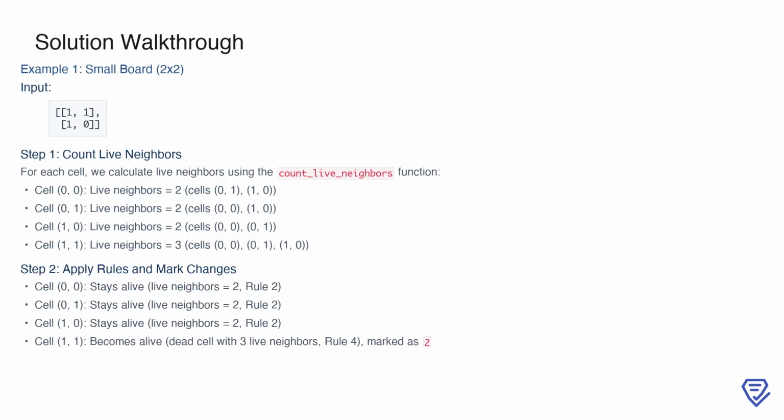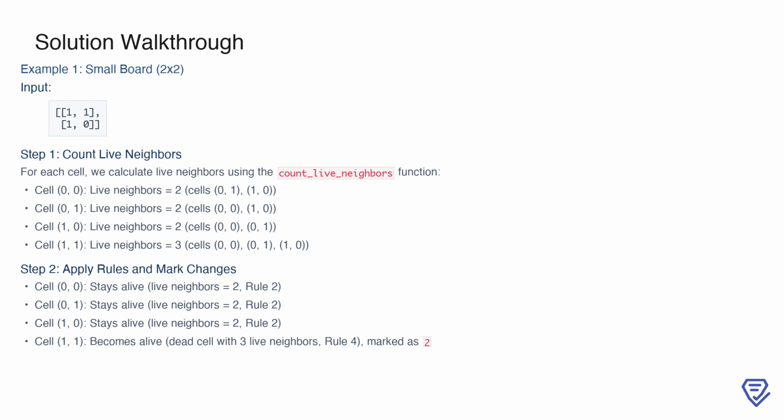Let's begin with a simple 2x2 board. The input board has 2 live cells in the first row and 1 live cell in the first column of the second row. The first step is to count the live neighbors for each cell. For cell 0,0, its live neighbors are the cells at 0,1 and 1,0, giving a total of 2. Similarly, cell 0,1 also has 2 live neighbors, which are 0,0 and 1,0. For cell 1,0, we count 0,0 and 0,1 as neighbors, so it also has 2 live neighbors. Lastly, cell 1,1 has neighbors 0,0, 0,1, and 1,0, resulting in 3 live neighbors.